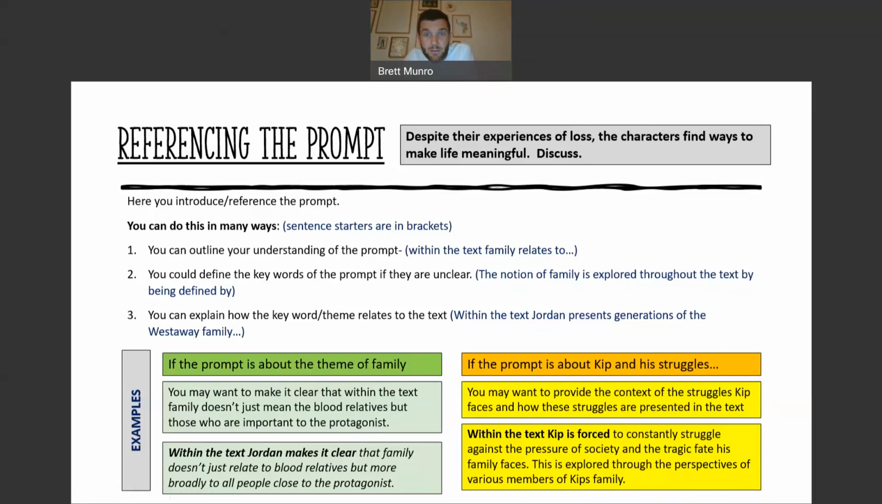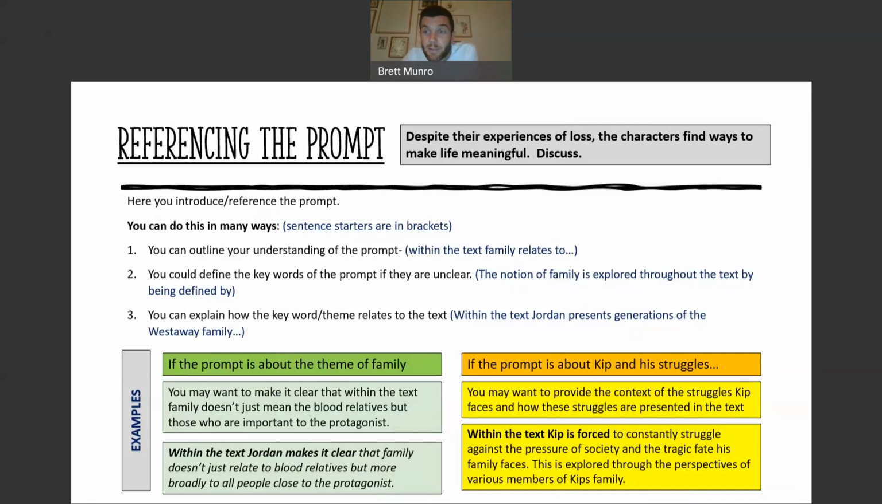So here, we've done two of these introductions. I haven't just explained what the connection to the text is, but we've also provided a little bit of insight into how this struggle is explored, which is in the second sentence.